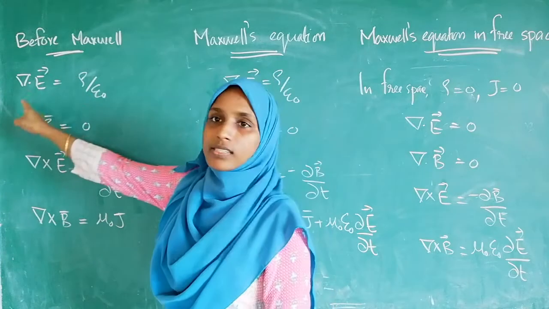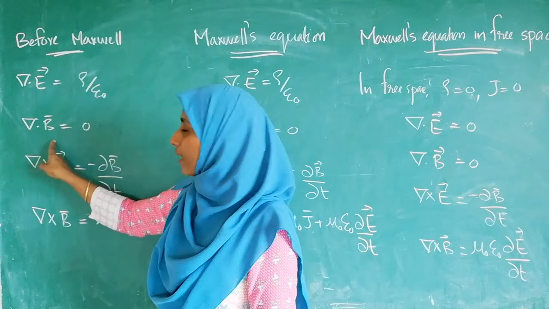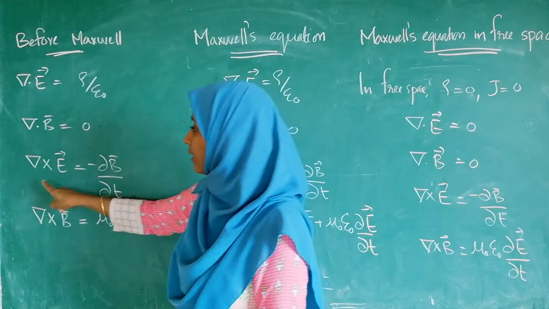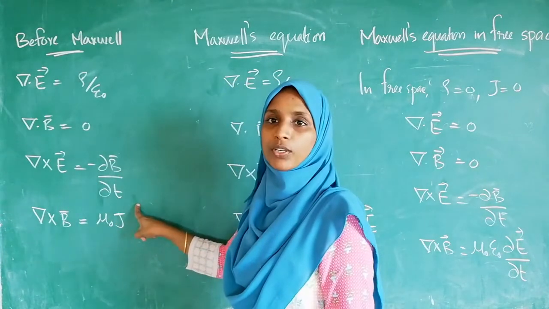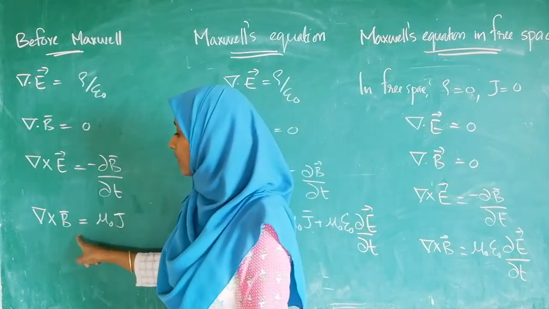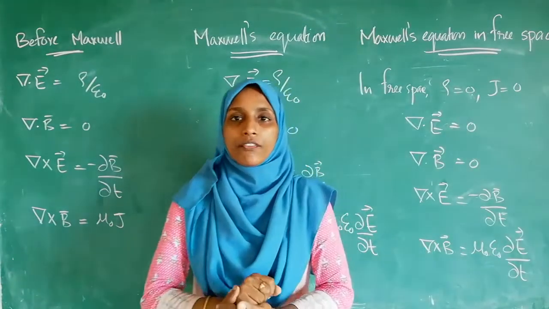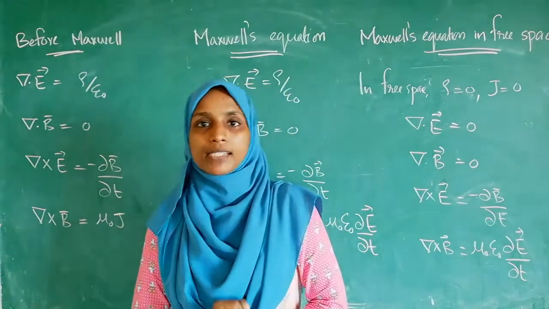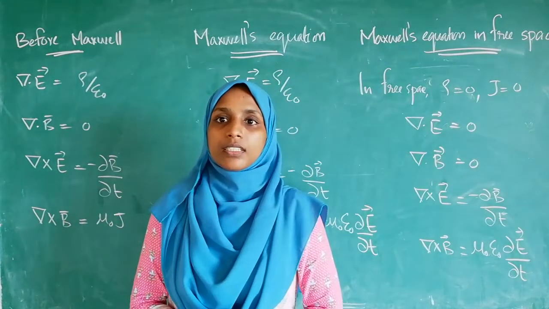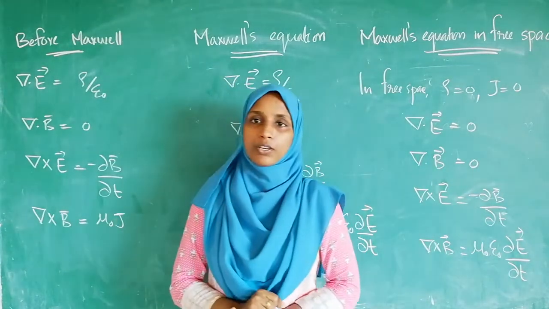That is Gauss's law, del dot E is equal to rho by epsilon 0, and del dot B equal to 0, which represents there are no magnetic monopoles. Del cross E is equal to minus dou B by dou t, which represents Faraday's law of electromagnetic induction, and del cross B is equal to mu 0 J. So, at that time, when Maxwell tried to apply some more applications on these equations, there occurred some inconsistency in the Ampere circuital law.